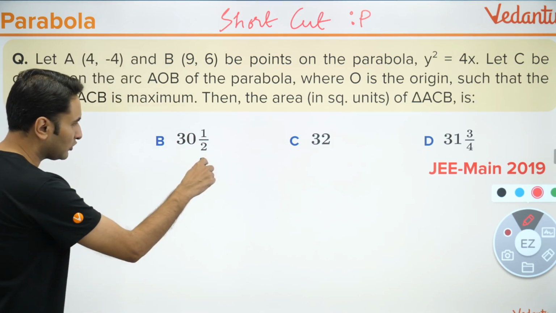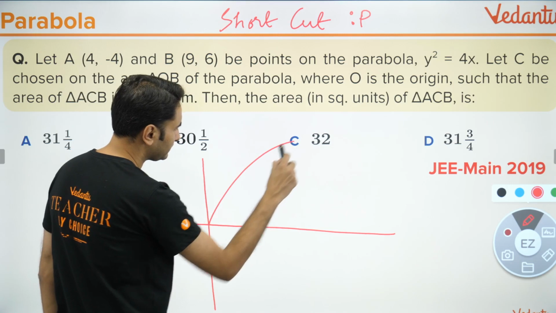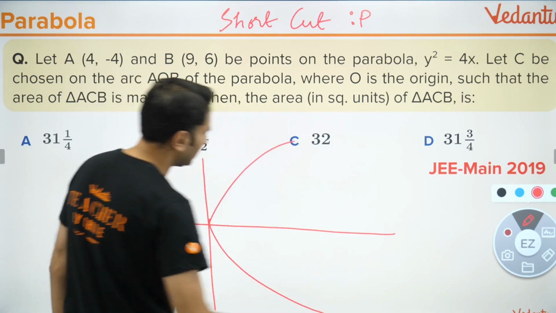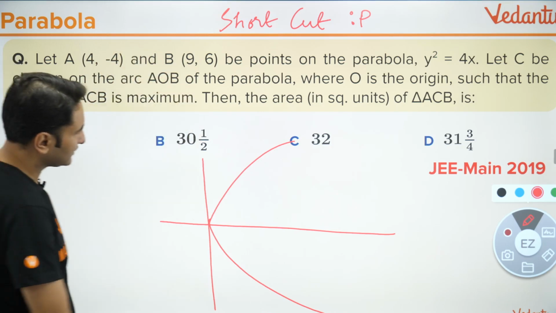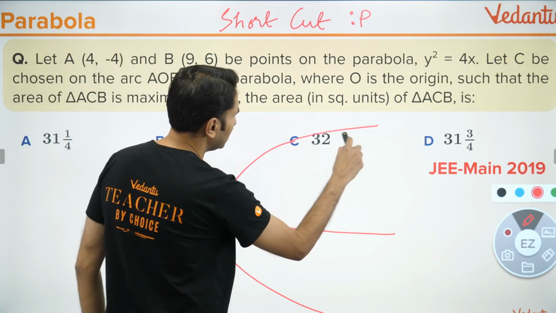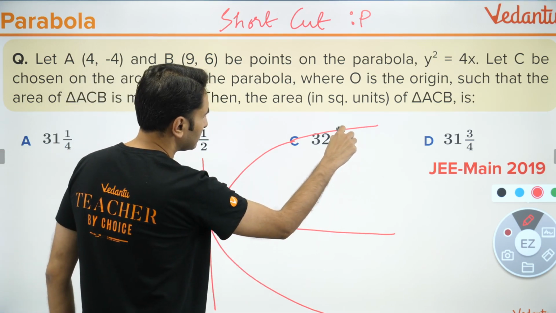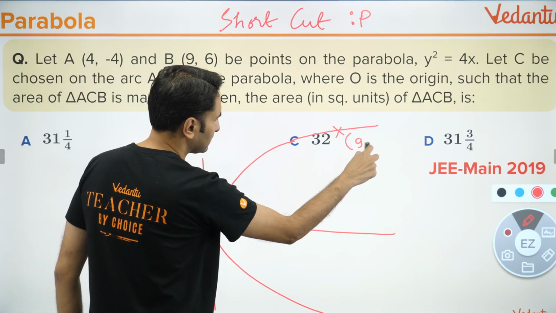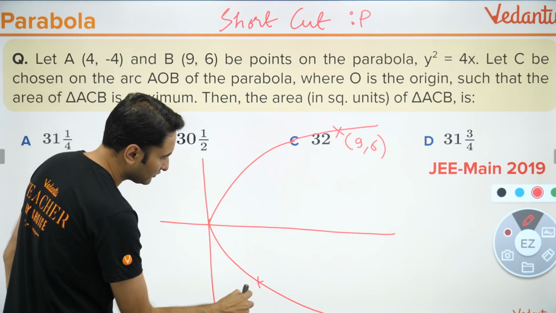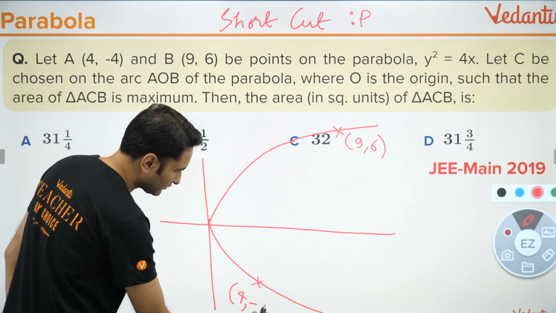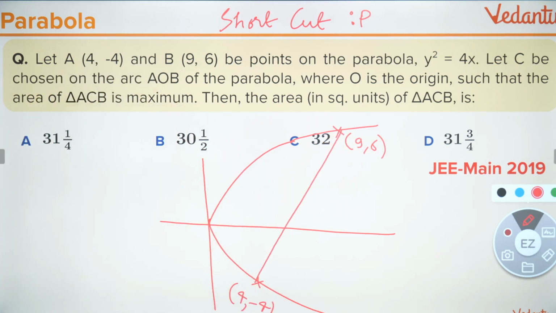Let's see. क्या बोल रहा है? Let's understand the problem. वो बोल रहा है, there is a parabola. So this is the parabola. Points 4, -4, 9, 6. अच्छा. So let's take points. So say 9, 6 is say here, and 4, -4 is say somewhere here. Let me join these two. ठीक है. अब क्या बोल रहा है?